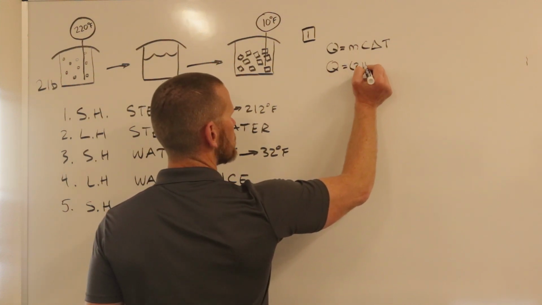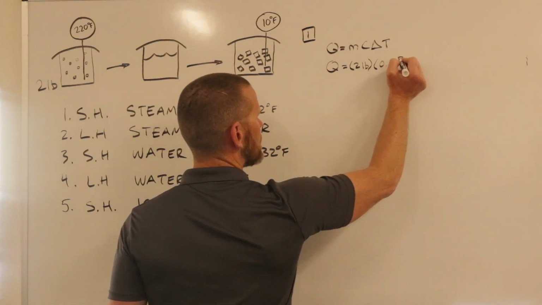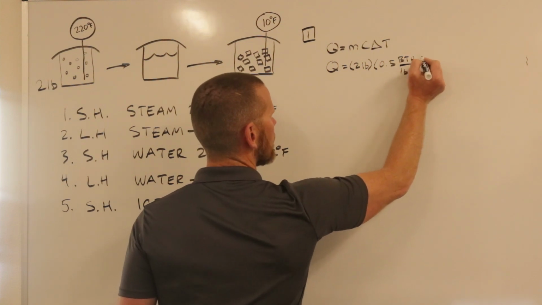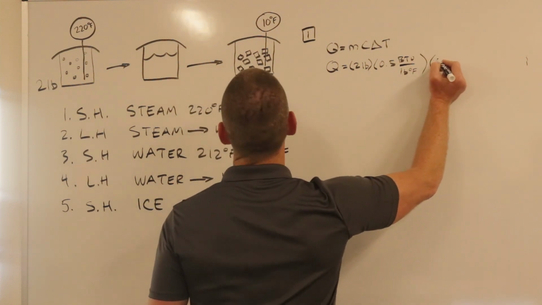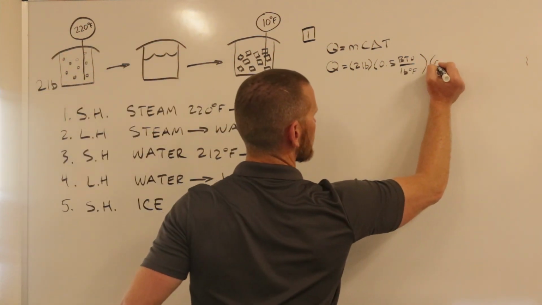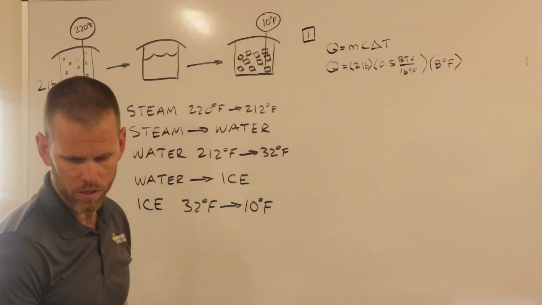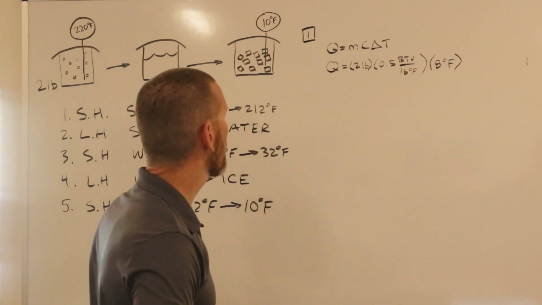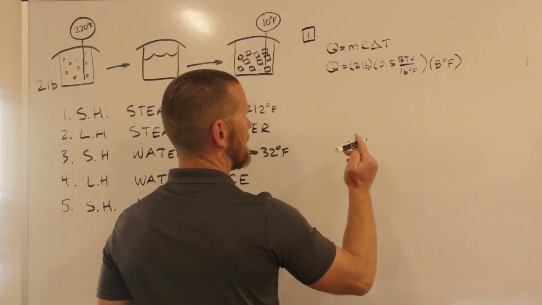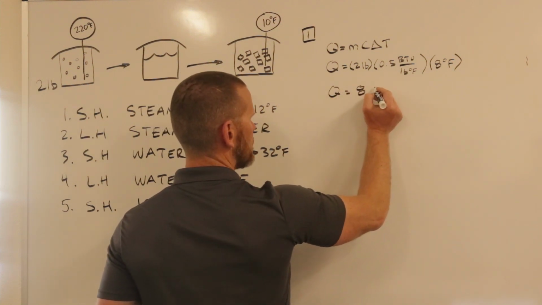We have 2 pounds of this steam, 0.5 BTUs per pound degree Fahrenheit, and our temperature change is 8 degrees. We've got to go from 220 to 212 degrees, so that's going to be an 8 degree Fahrenheit change. Although we could probably do it in our head because 2 times a half is 1, 1 times 8 is 8. So Q equals 8 BTUs.